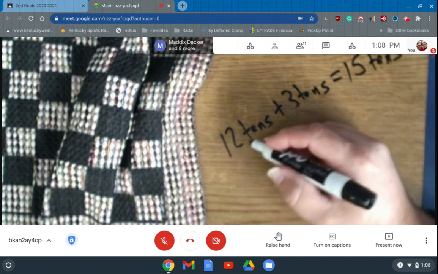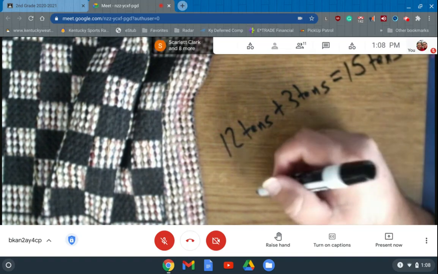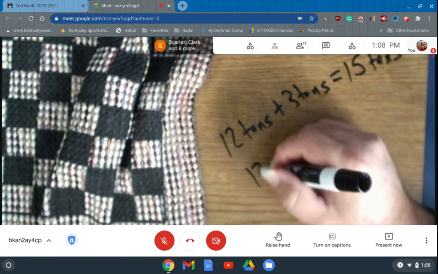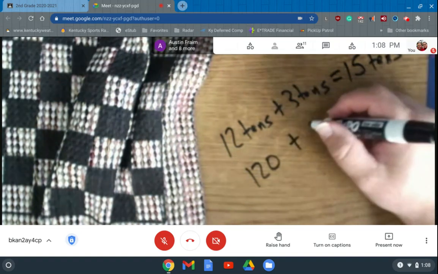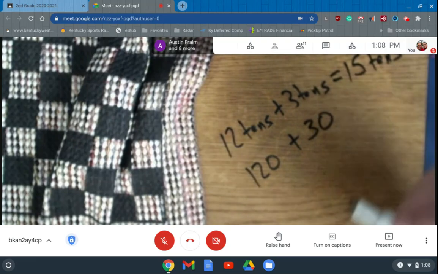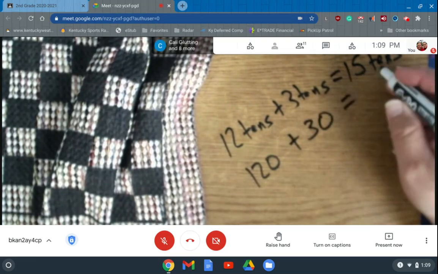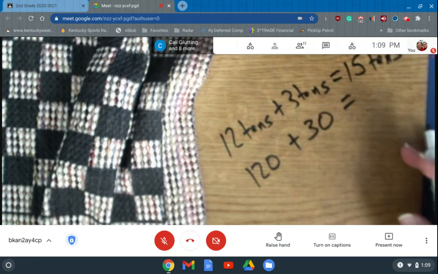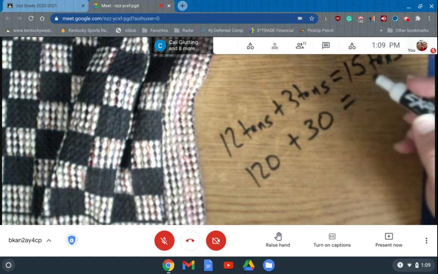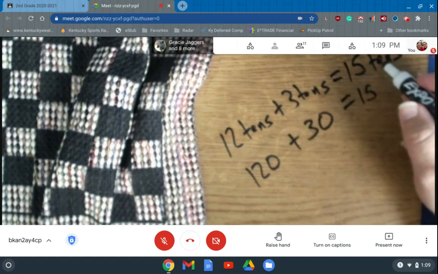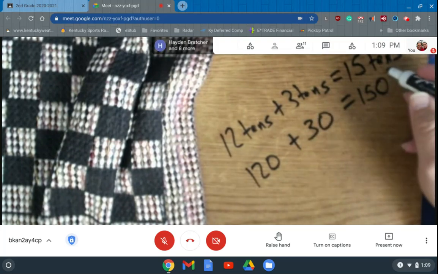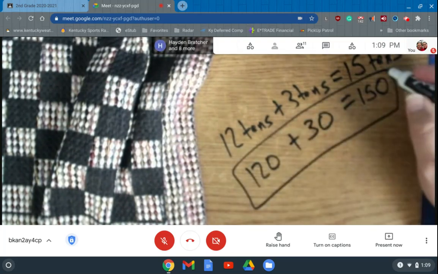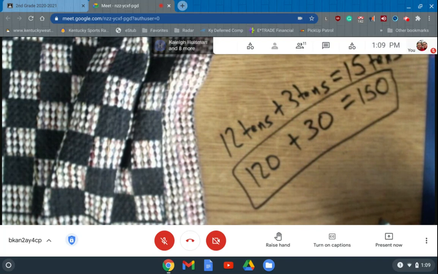So we talked several times, and Hayden reminded us that 12 tens was 120, and 3 tens is 30, and 15 tens. Oh man, that's a big number again. But remember the trick. I can just put 15, and this word tens is going to turn into a 0. And my goodness, we did 120 plus 30 equals 150.